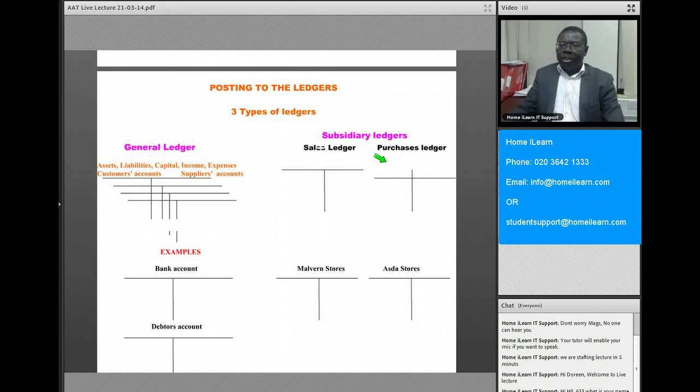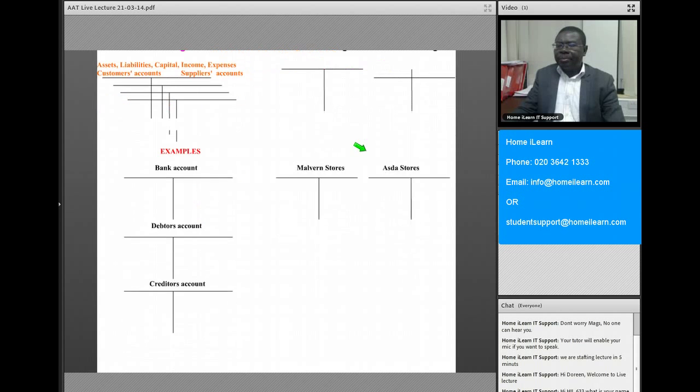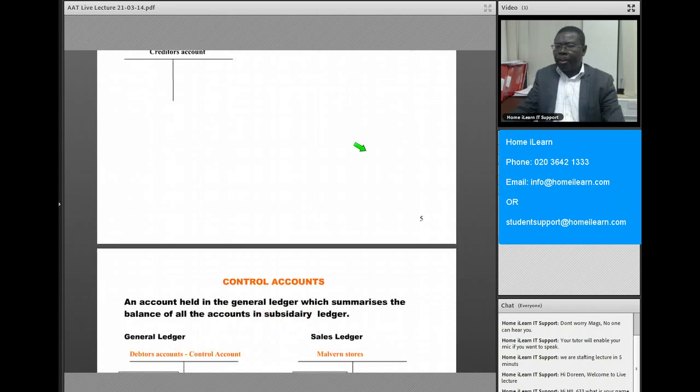So the general ledger contains our accounts for assets, liabilities, capital, and all other accounts that we need to prepare our financial statement. Sales ledger is for customers only, accounts for individual customers. Purchases ledger contains accounts for what? Suppliers.